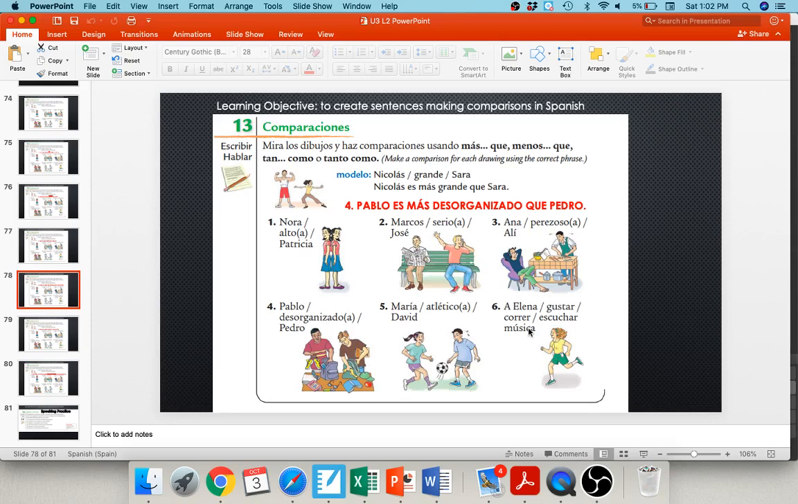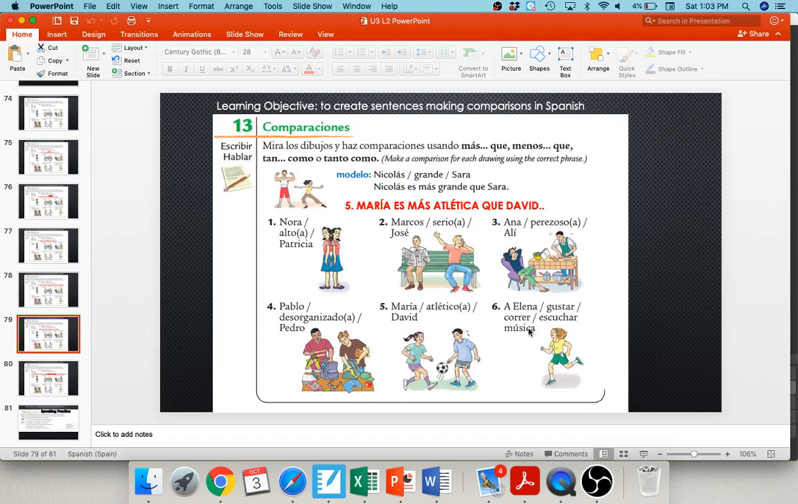And number 5, we have Maria and David. Maria's over on the left, David's on the right. And our adjective here is atletico. If you look at David, he's sweating over there. He doesn't look too happy. And Maria's having fun. So I would say that Maria is more athletic than David. So Maria es más atlética que David. Notice we used atlética because it has to agree with Maria, who is a female. Maria es más atlética que David.